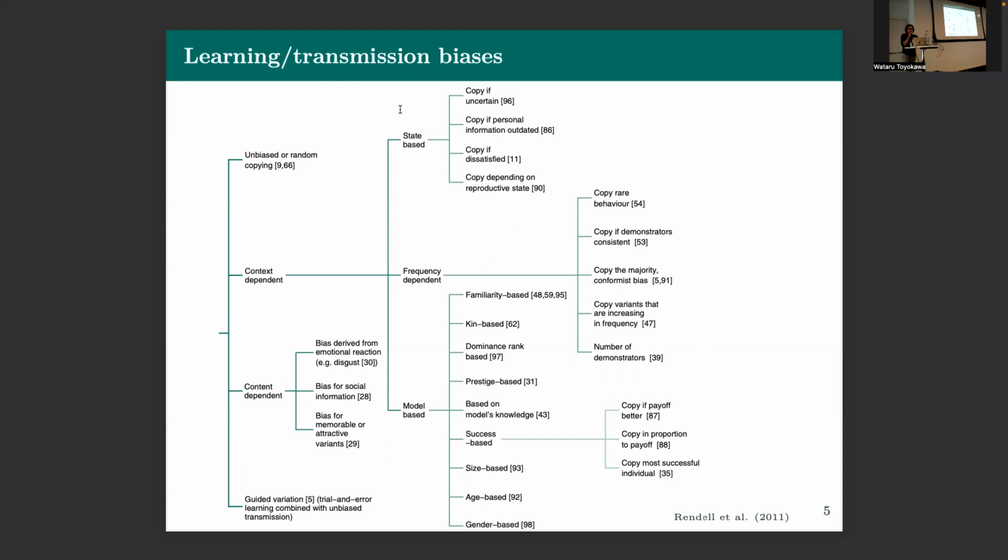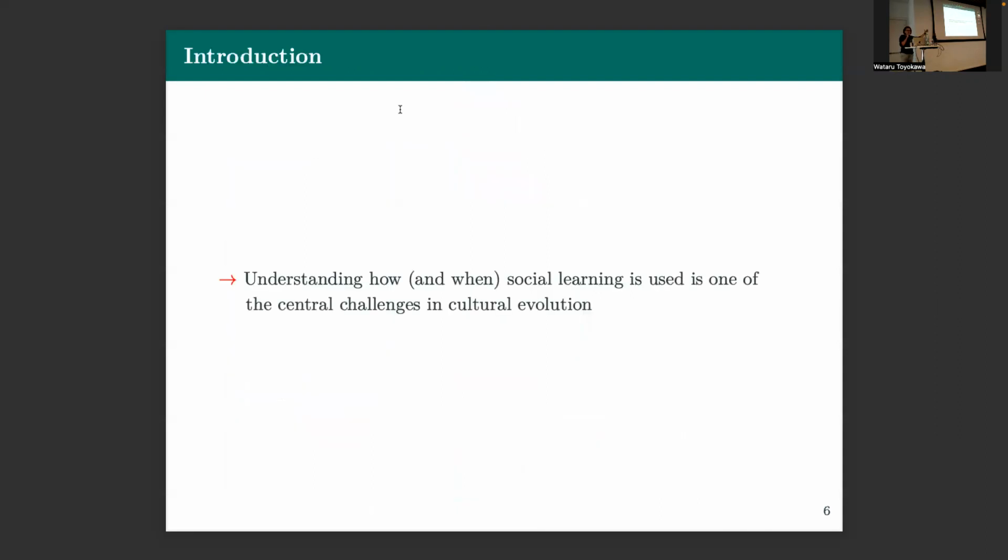For instance, you can have a conformist bias, meaning a preference for high frequency variants in the population, or a prestige bias, meaning a bias for cultural variants held by the most prestigious individuals in the population, or a novelty bias, meaning you like new variants, so the fashion trend idea. Given this very large variety of social learning modes that can exist in human but also in animal populations, understanding how and when social learning is used is one of the central challenges in cultural evolution.